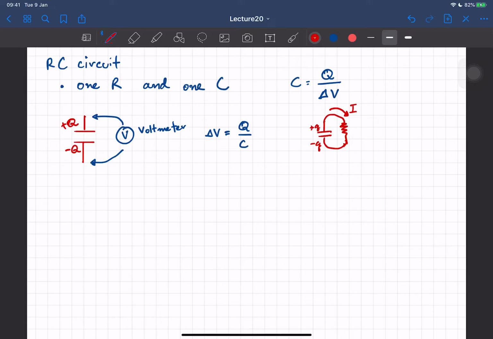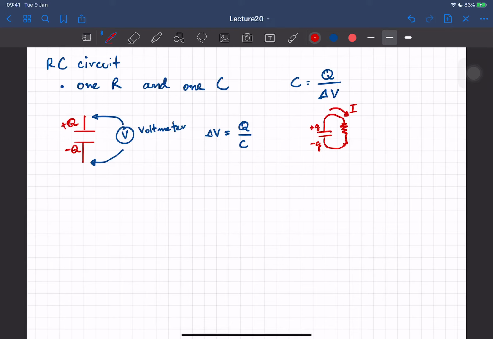So that makes the circuit a little bit more dynamic, because it's not just a boring constant current throughout every element in the circuit, but you're going to have something that depends on time. And that's what we want to do for the remaining time of this lecture, to see how current changes with time in a circuit where we have a capacitor and a resistor.